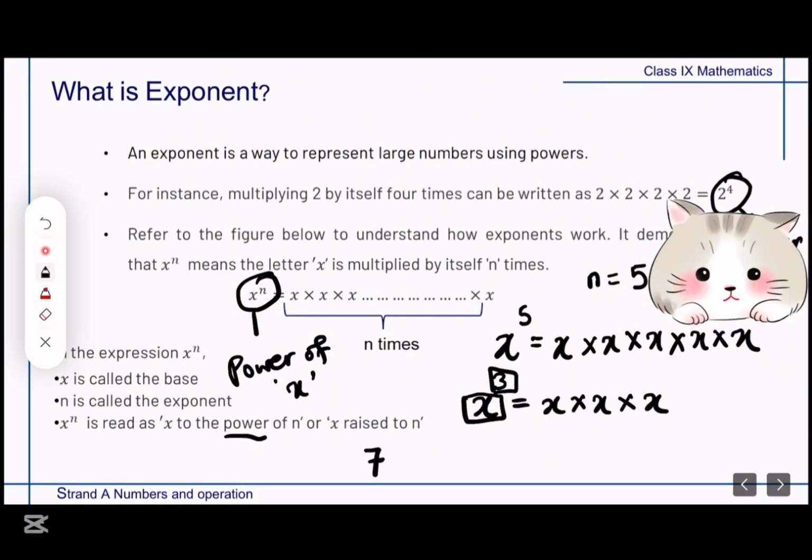So if I have 7 raised to 3, what would this term be called? So it is the power of, yes, good, 7. And if I have to represent or expand this, it means we will write it as 7 times 7 times 7. So the exponent, if it is a whole number, if it is a natural number, tells us how many times the base is repeating.